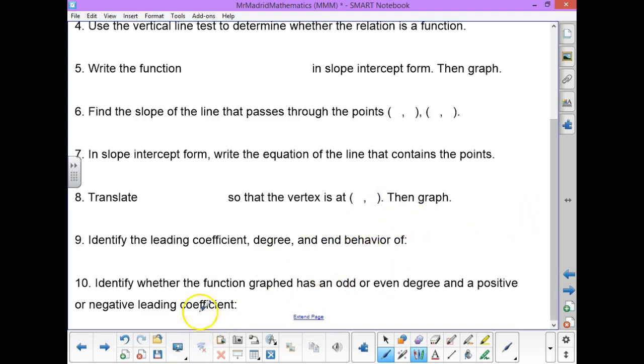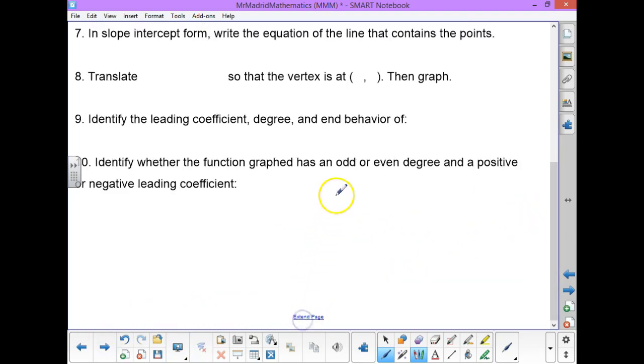We're going on 6 minutes. Let me go ahead and wrap it up here. Number 9, identify the leading coefficient, degree, and end behavior. We've been here before, so I won't get into too much detail. You can review your notes, videos, whatever you think is important.